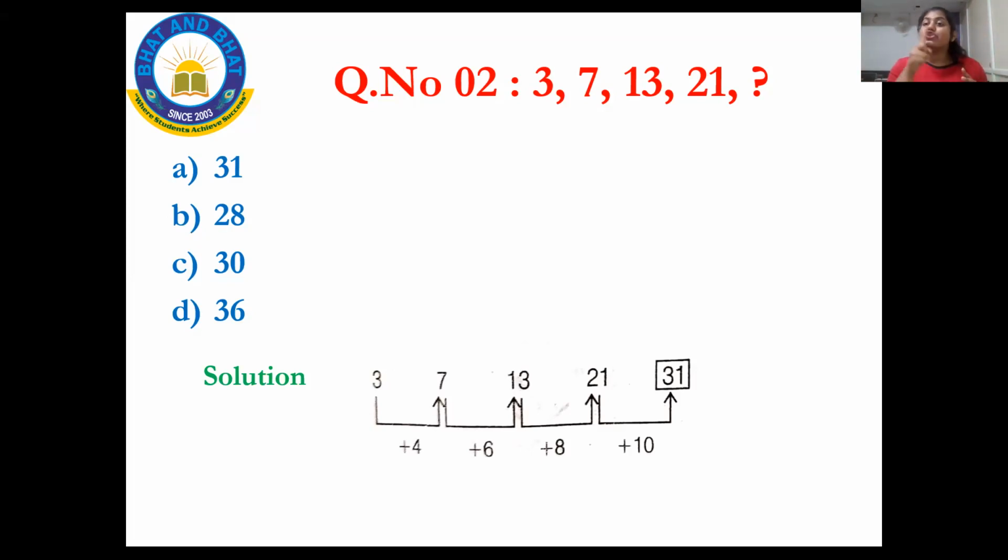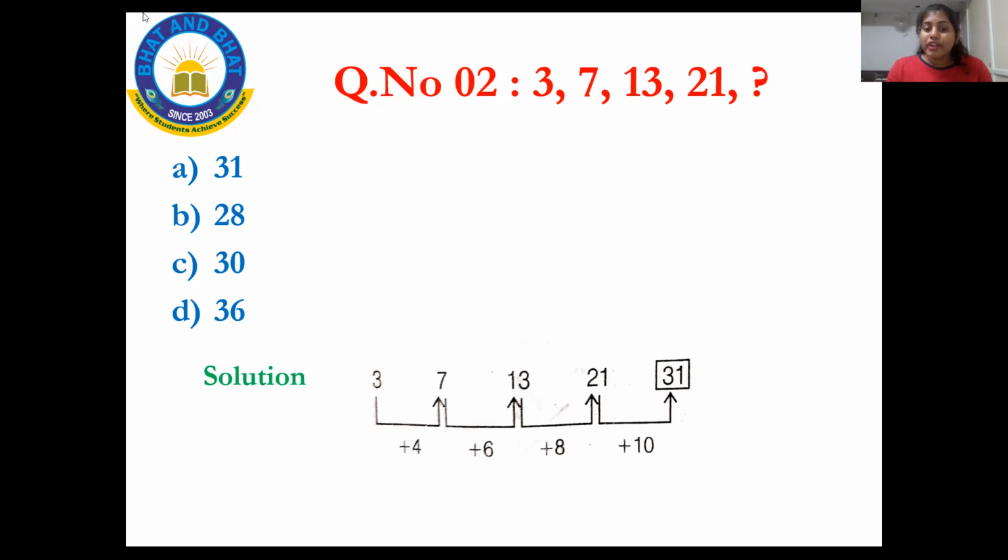Now 7 should become 13. How much should I add? 8, 9, 10, 11, 12, 13. I added 6. Next, 13 should become 21: 14, 15, 16, 17, 18, 19, 20, 21. How much have I added? 8. So next one. See how I should know that I should add 10 only.